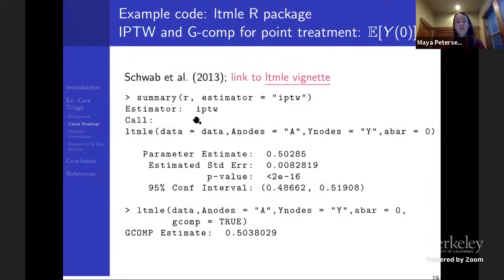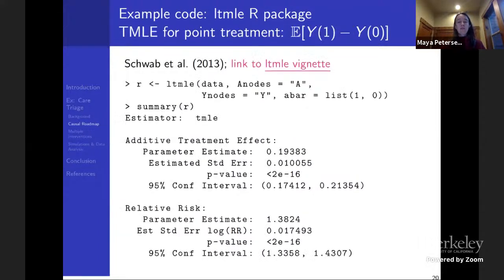The package can also do IPTW and can also do G computation using the implementations that I just described before. And then finally, you can also contrast your expected counterfactual outcomes either on a relative scale or on an additive scale. And finally, I should note that the estimated standard errors for all of these are based on estimates of the influence curve.